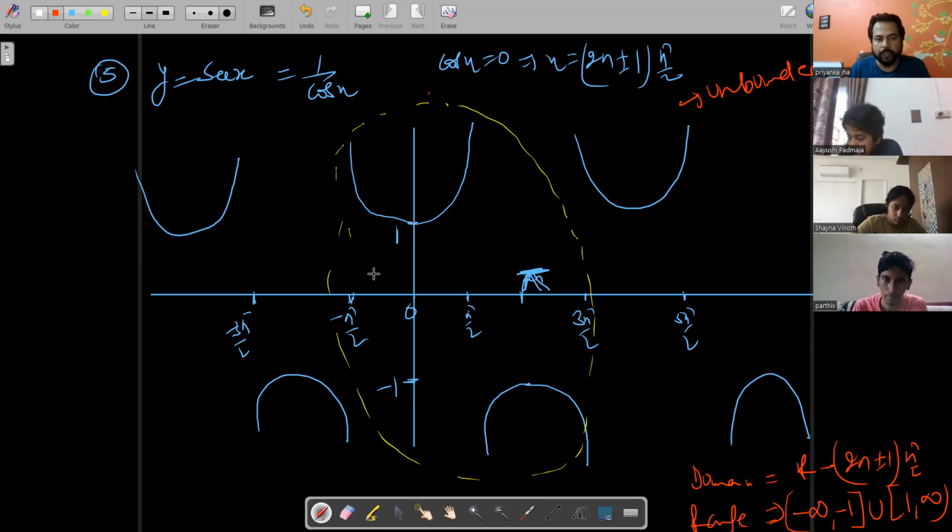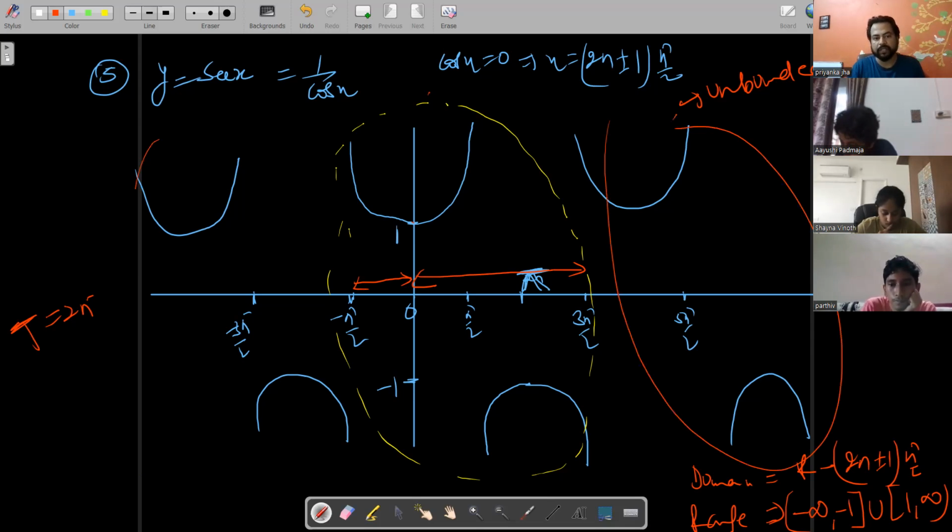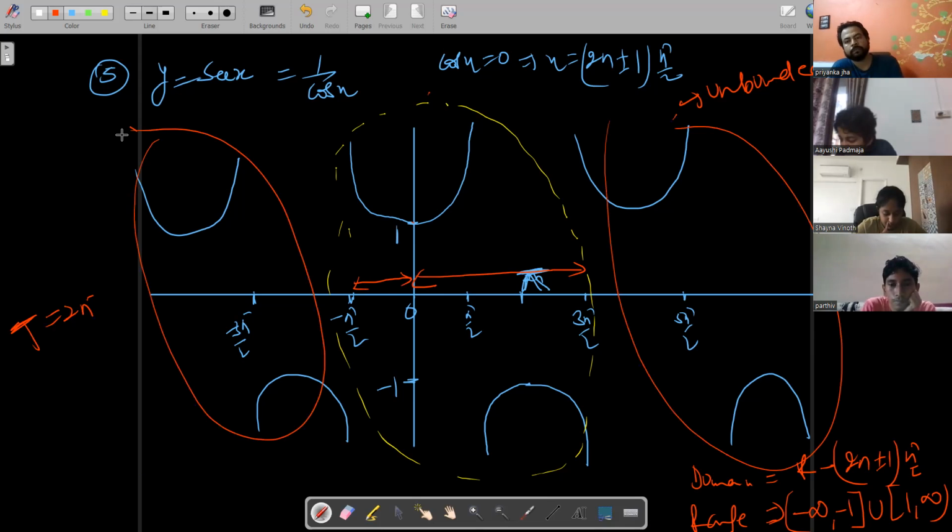And you can see the period would be 2 pi again. Why? This unit, this length is pi by 2, this length is 3 pi by 2. So the complete thing would be 2 pi. So after every 2 pi, this will repeat its shape. You can see here. These are the basic things that you need to learn. You have to remember this.